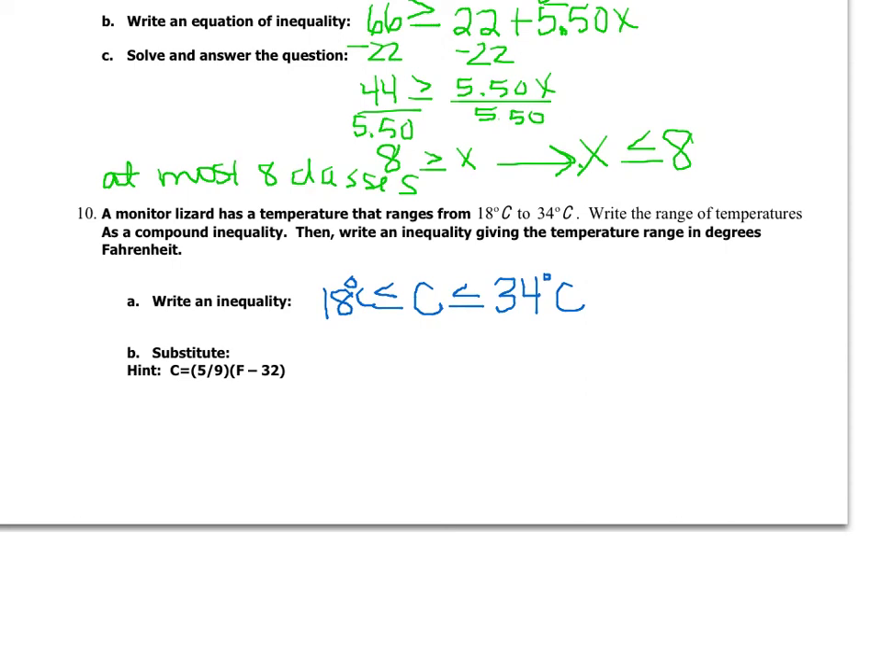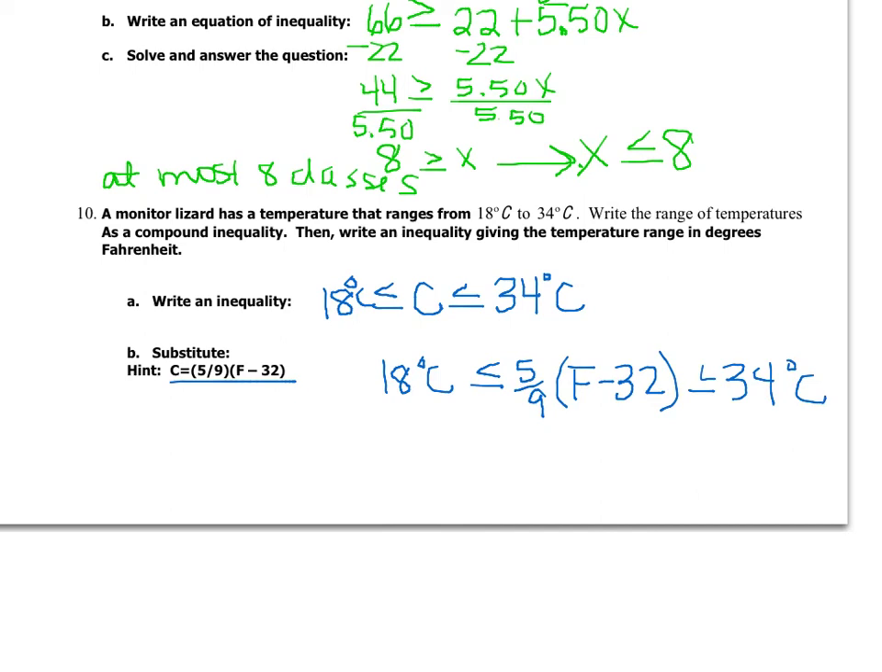To change this over to Fahrenheit, we're going to substitute this right in here for the middle. So 18 degrees Celsius is less than or equal to 5/9 times the quantity F minus 32, and that's less than or equal to 34 degrees Celsius. So it's in degrees Celsius right now, but we're going to change it over to Fahrenheit. To do this, we're going to look at the middle and undo the middle things. Because this is in parentheses, I start by undoing my fraction, and then I will undo my minus 32.